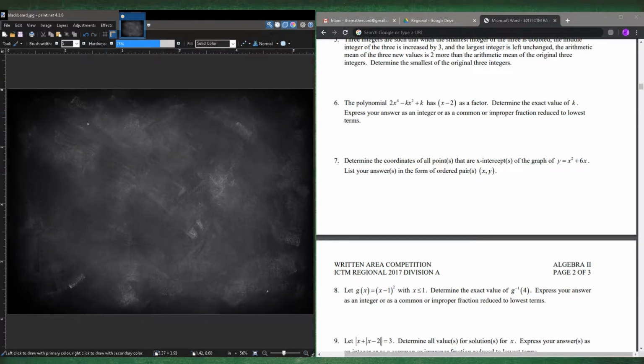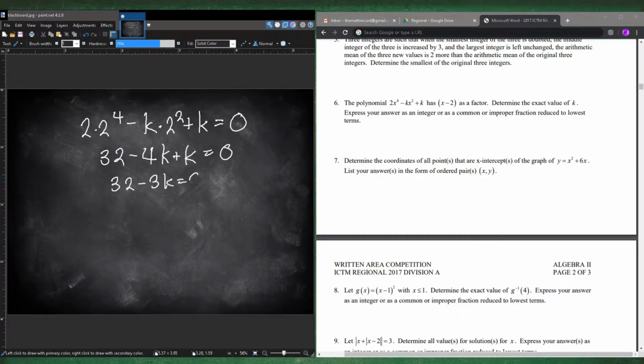So using that idea, we have a 2 here, so we plug in 2 for x. So 2 times 2 to the power of 4 minus k times 2 to the power 2 plus k is equal to 0. Okay, so that's 32. 2 to the power 2 is 4, so that's minus 4k, and this is plus k. So that is minus 3k, so 32 minus 3k is equal to 0. So 32 is equal to 3k. So k is equal to 32 over 3. And that's your answer.